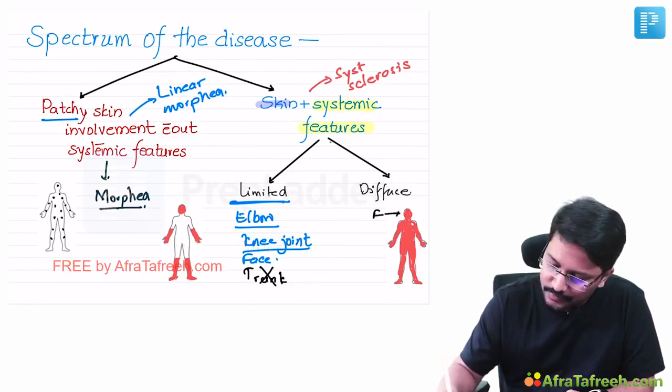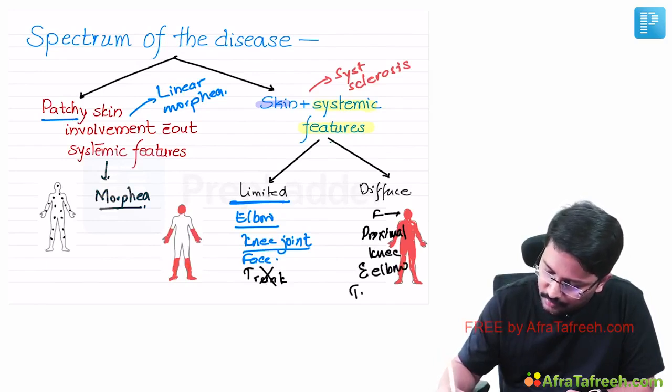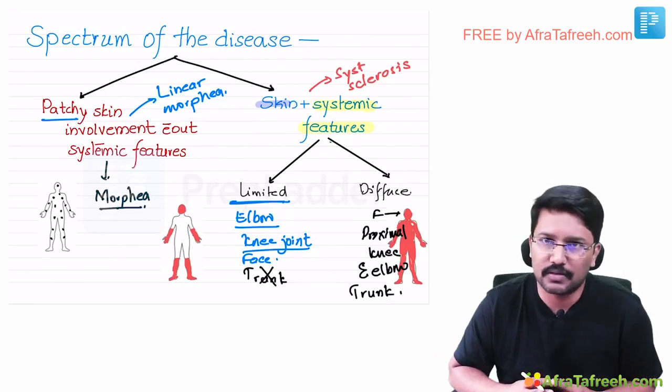So face is involved, then it is extending more proximal to knee and elbow, and there is involvement of trunk. Then we call it as diffuse cutaneous systemic sclerosis, right?